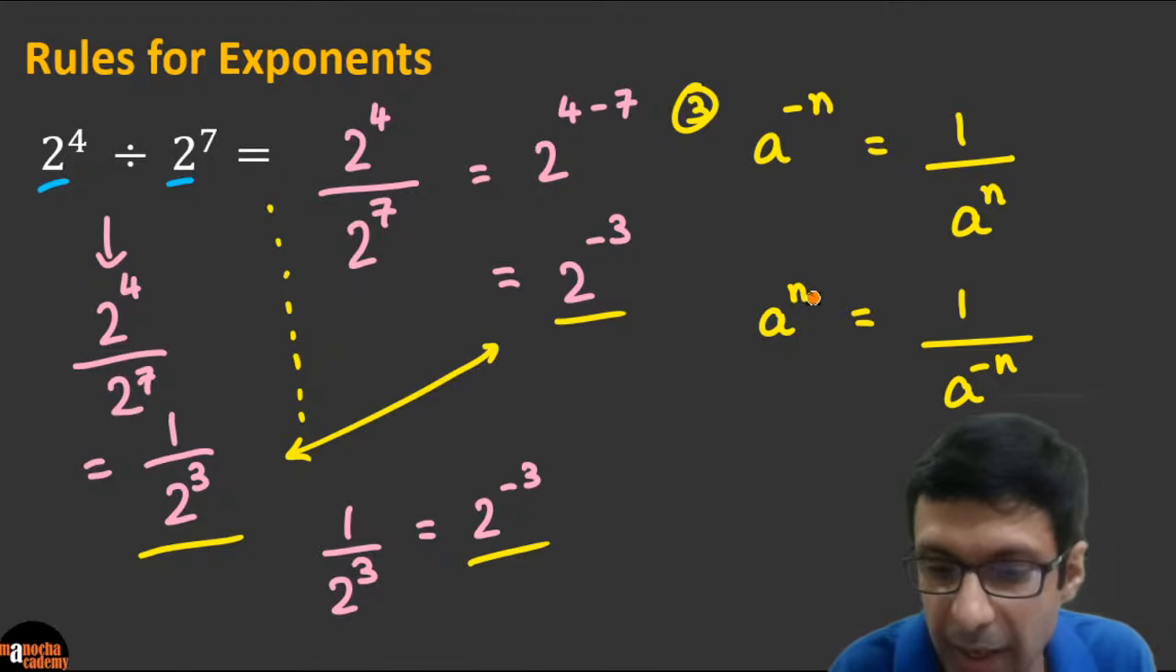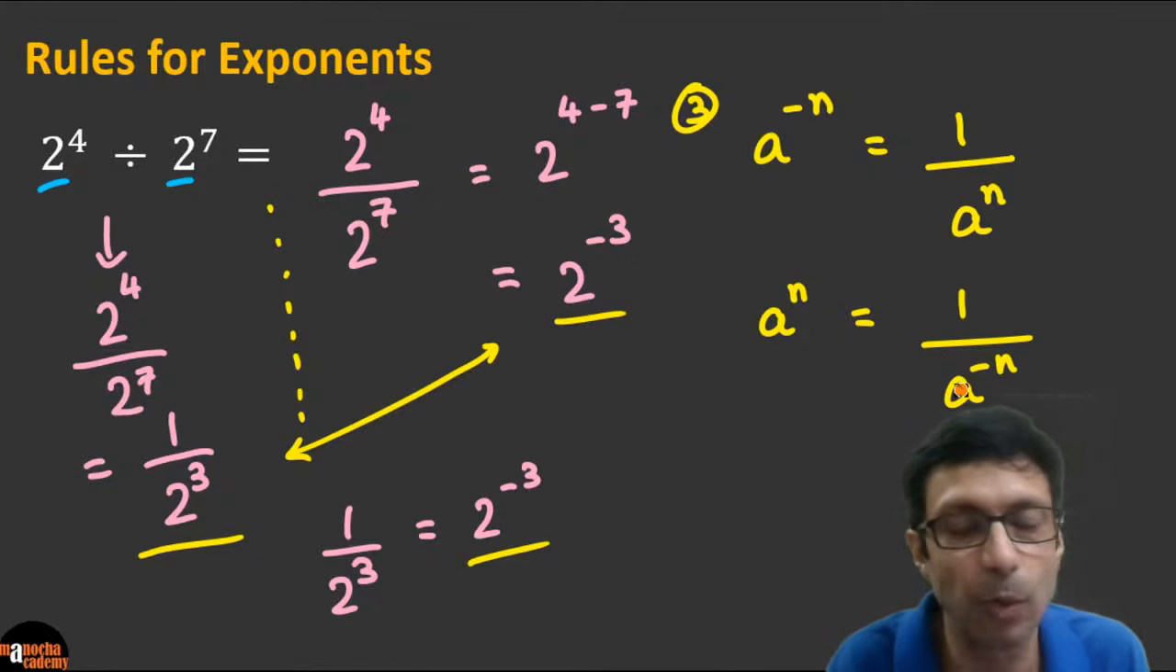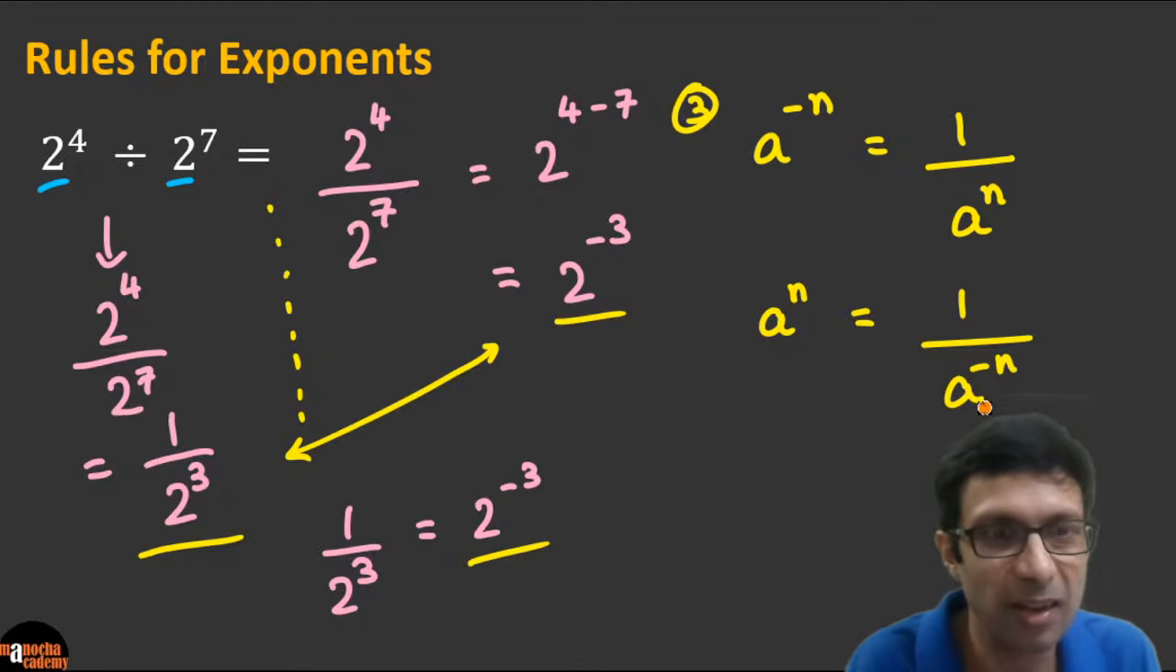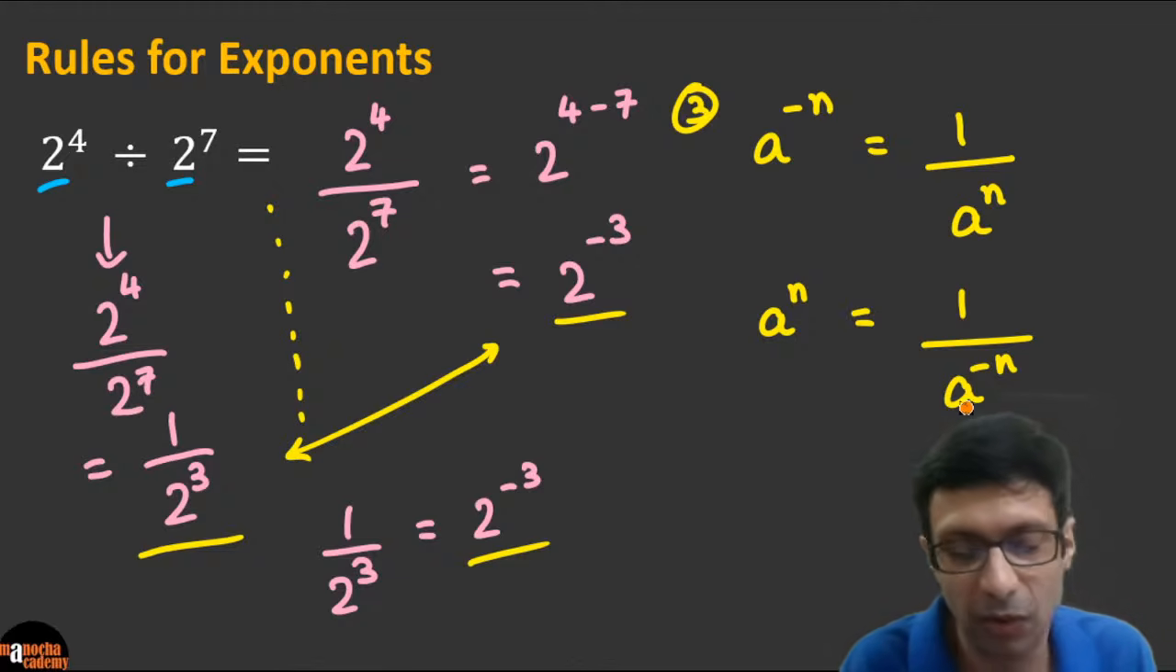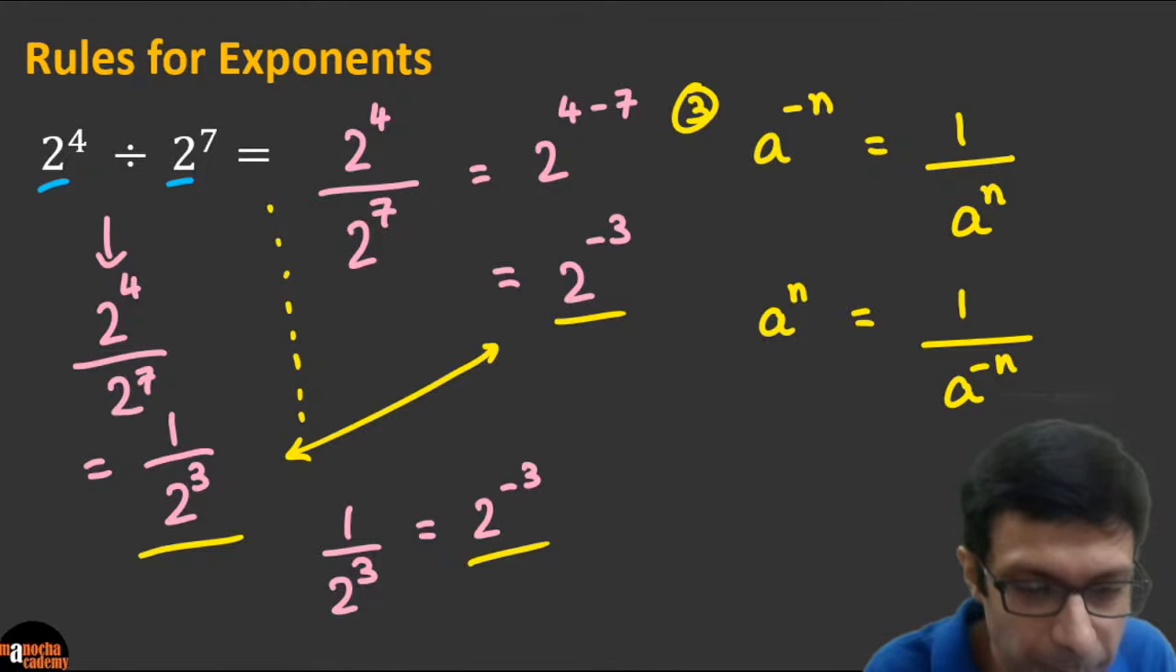Okay, and similarly a to the power n. So if you cross multiply this, you're going to get 1 by a to the power minus n. Okay, simple, guys, very easy, right? So this is our another important rule.